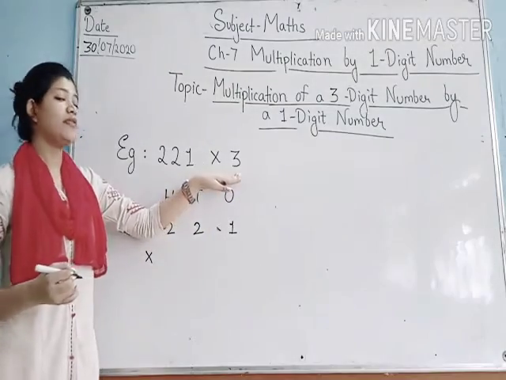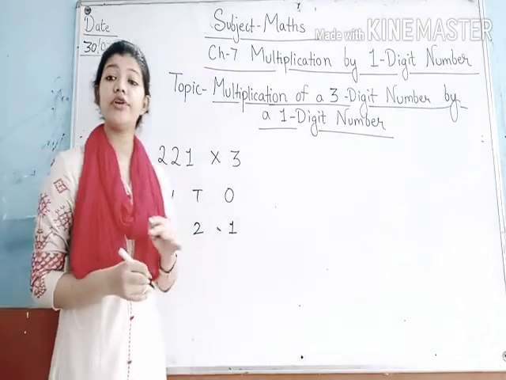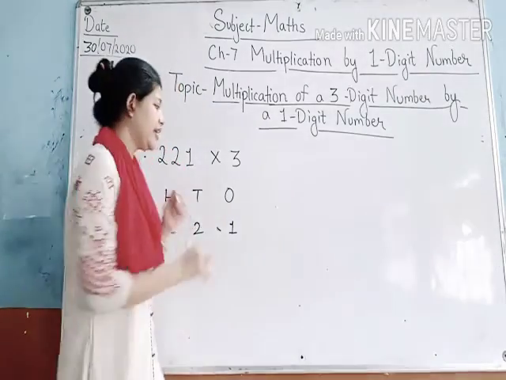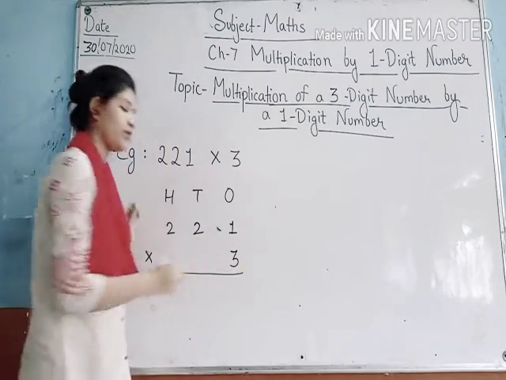So what will we do? We will write 3 under the column of ones. Why ones? Because it is a one-digit number. So write 3 under the column of ones. Fine.